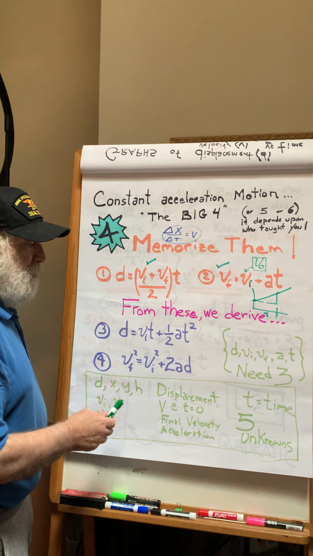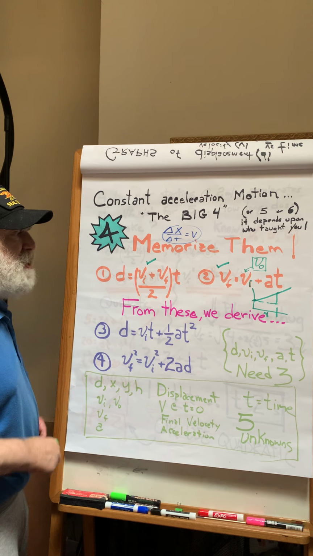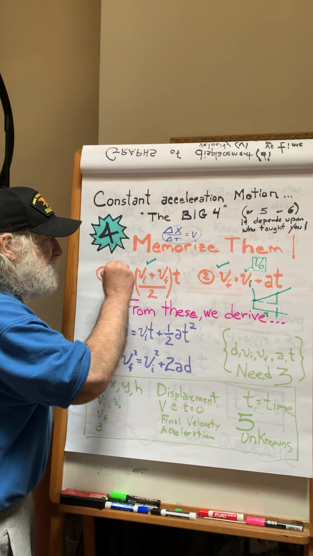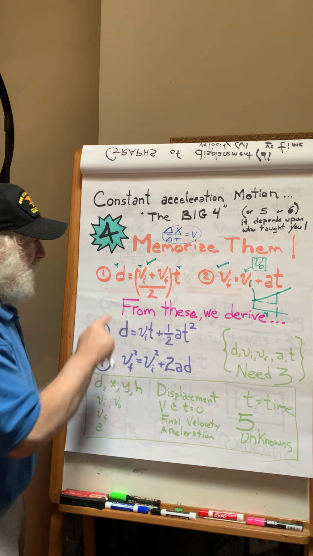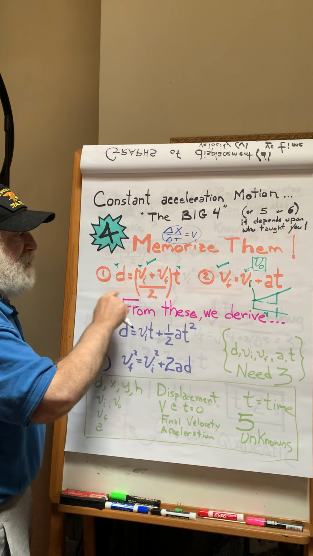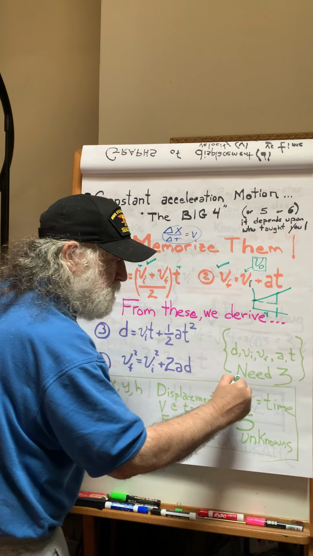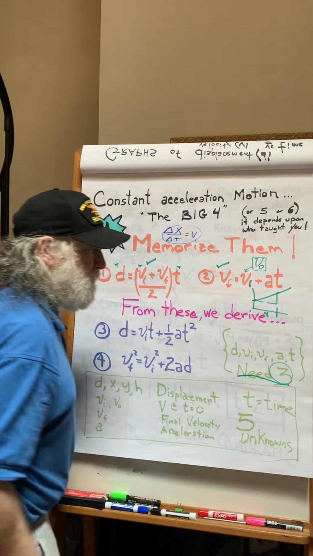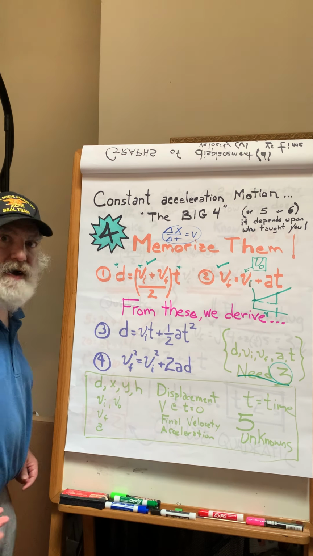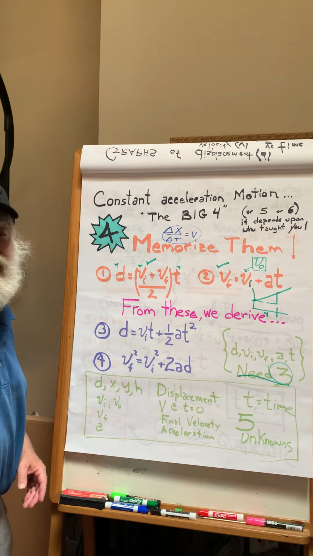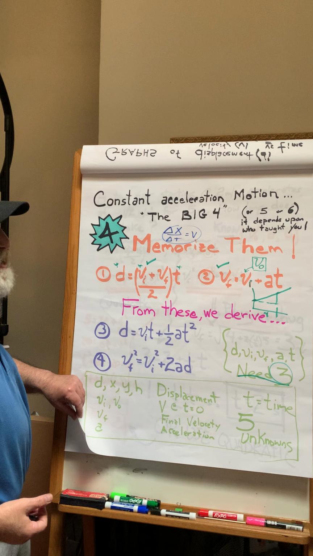So if I know three of the unknowns, I can find one of these equations that has those three unknowns in it. Suppose I know the distance, the initial velocity, and the time. I could manipulate this equation with a little bit of algebra to find VF. So if you know three of the unknowns, you can find all five of them. And being able to do that answers about 15 or 20% of the questions that you will be asked on the kinetics or movement part of the SSAT.